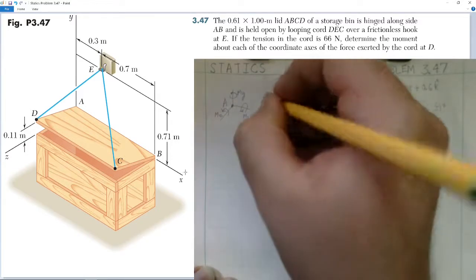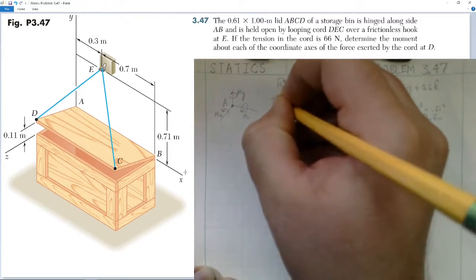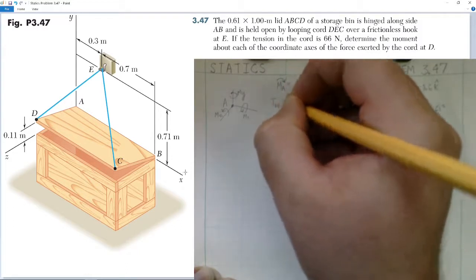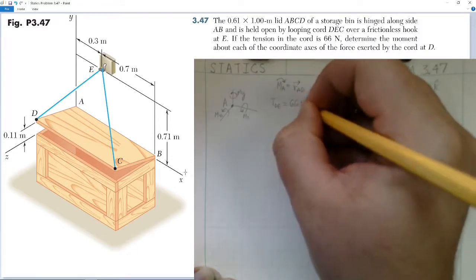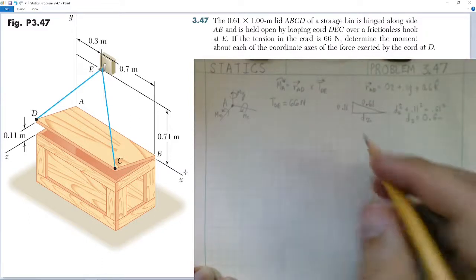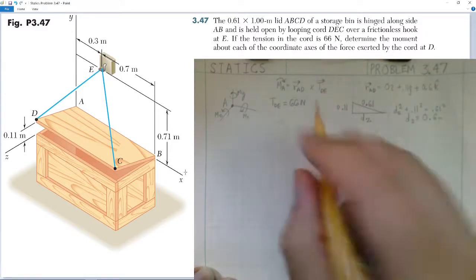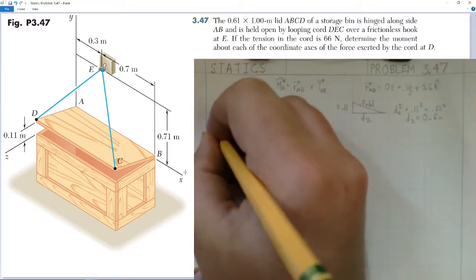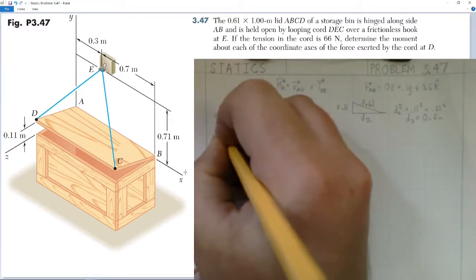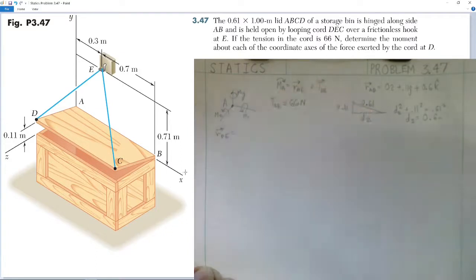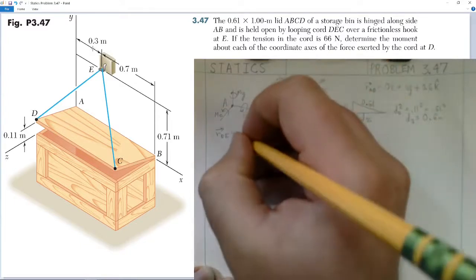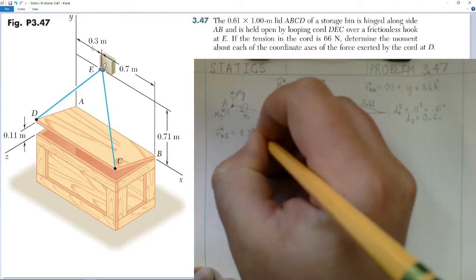Now we need to find the tension vector D to E. We know the scalar value they tell us, tension DE in the problem, is equal to 66 newtons. Now we need to find the position vector r going from D to E. Looking at this vector r going from D to E, at point D, going to point E, we're going in the positive x direction, the positive i hat, 0.3 meters. This would be 0.3 in the i hat.